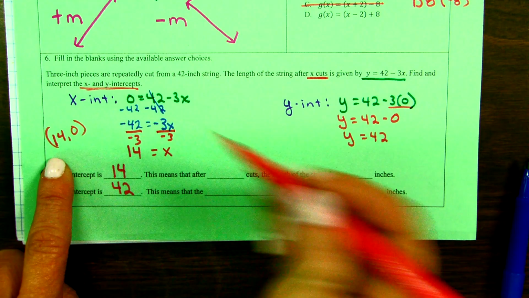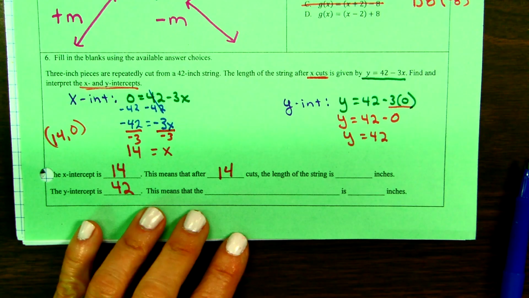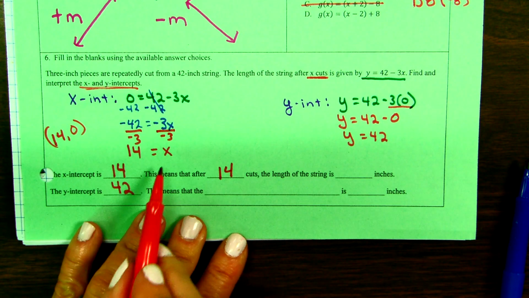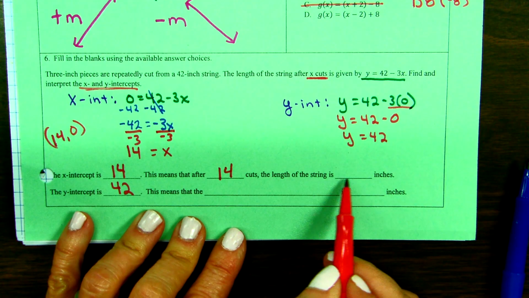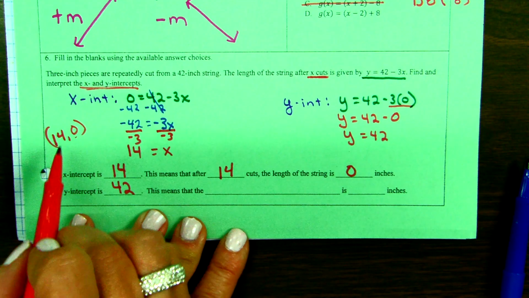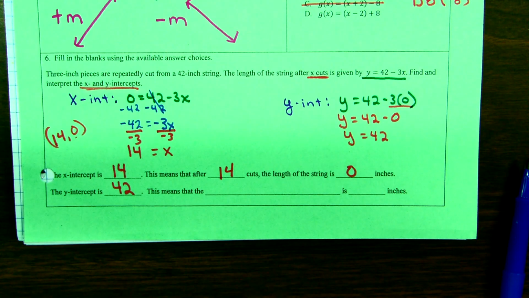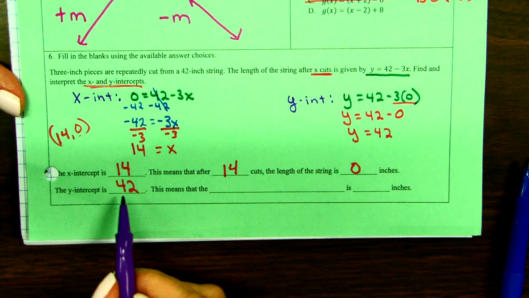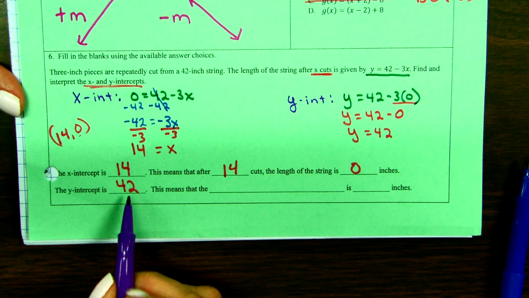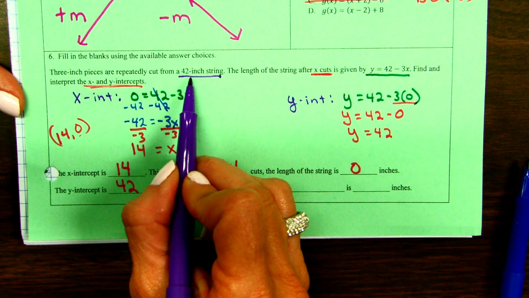So remember, x is the number of cuts. So this means that after 14 cuts, how long is the string going to be? 0 inches. So x was the number of cuts, y is the length of the string. And that makes sense. 42 inches, you cut it 14 times, you have nothing left. The y-intercept, 42 inches, it already told us. It started as 42 inches, and then we started cutting.